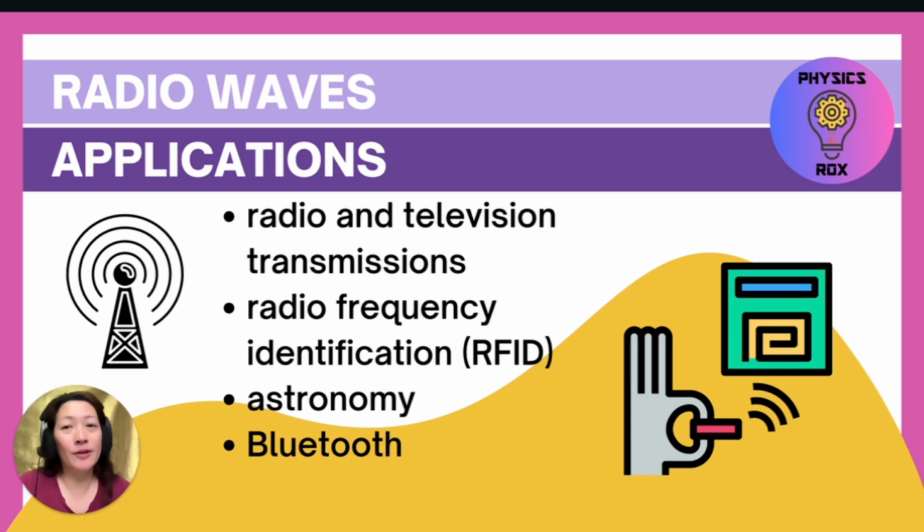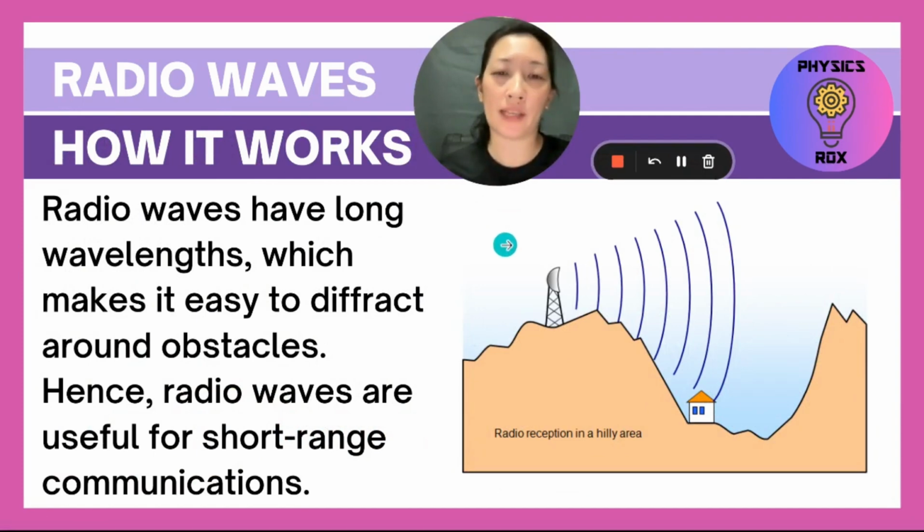Bluetooth is also used to send files wirelessly between devices. These devices include laptops, tablets, and phones. So that's how you can easily send pictures from your phone to your friend's phone or documents from your laptop to your phone. So why are radio waves used so much in broadcasting?